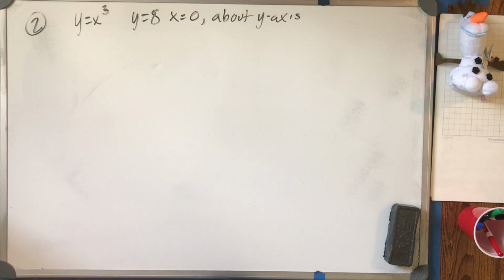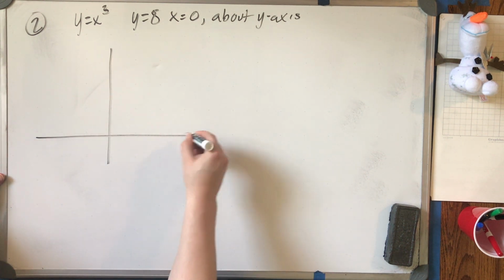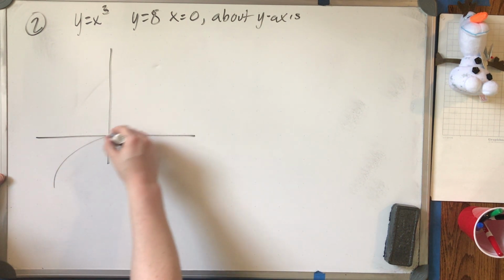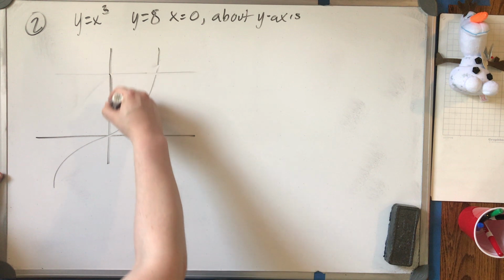Number 2, we're finding the volume of the solid formed by the region bounded by y equals x to the third, y equals 8, and x equals 0, and we're rotating this around the y-axis this time. Okay, so let's just sketch a quick graph of this. Here's my x to the third graph. I have y equals 8 up here, and x equals 0 right here.